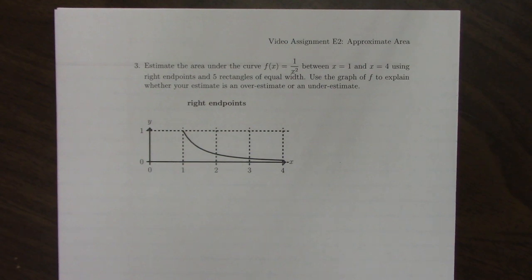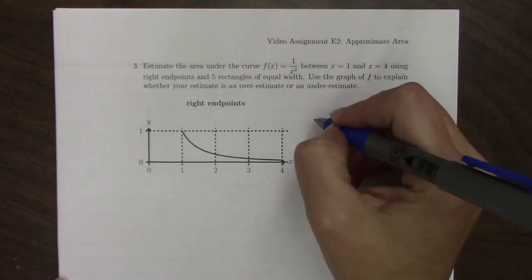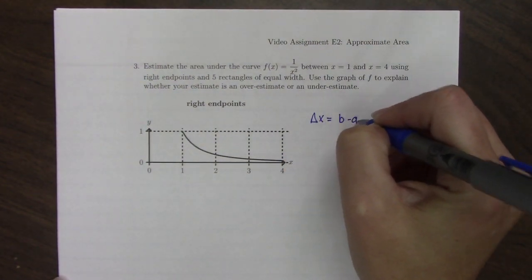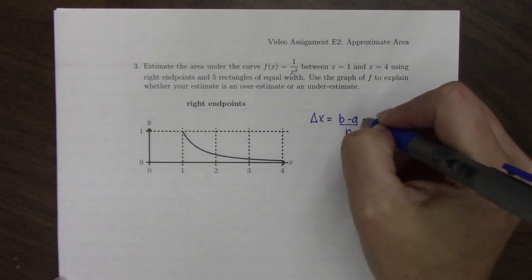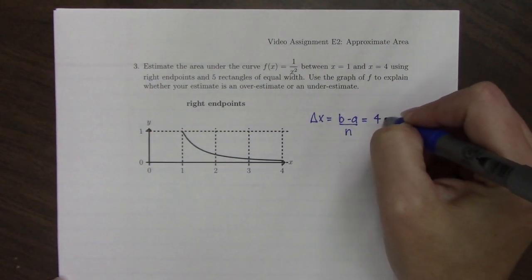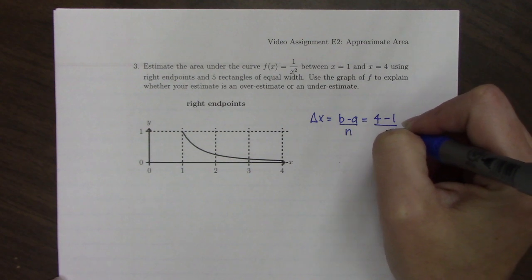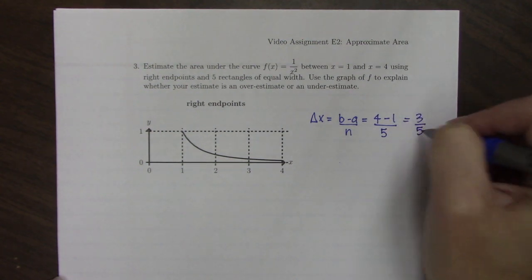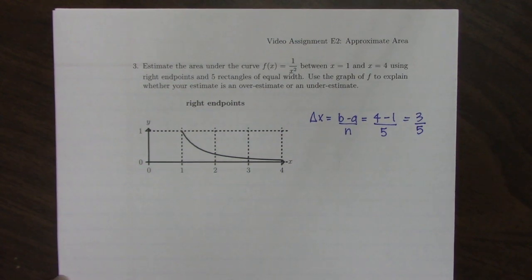So the first thing we want to do is calculate the width. We weren't given it in this problem. So we know that delta x is b minus a over n. Our b is 4, our a is 1, and we were told to use 5 rectangles, so each rectangle is going to have a width of 3/5.